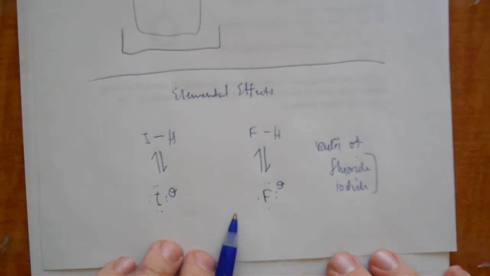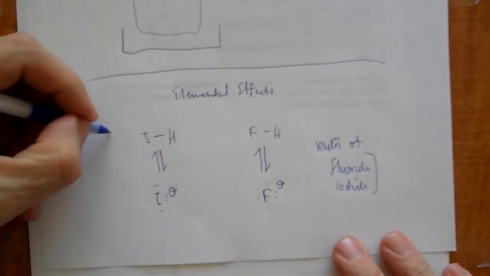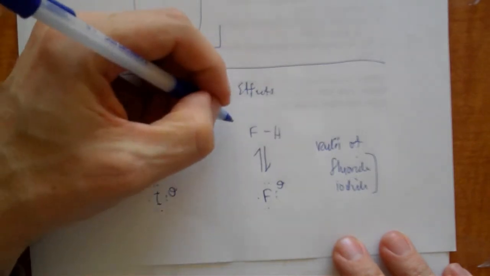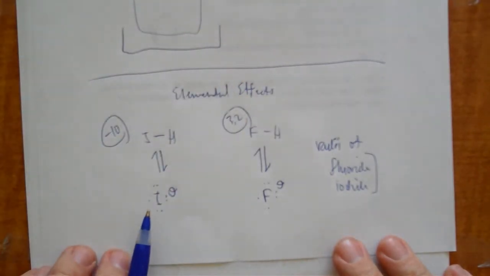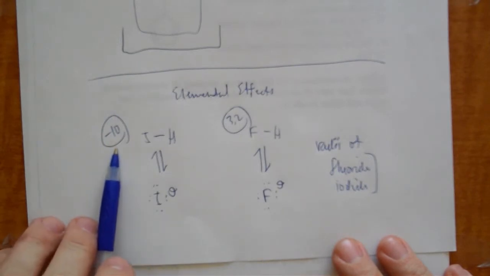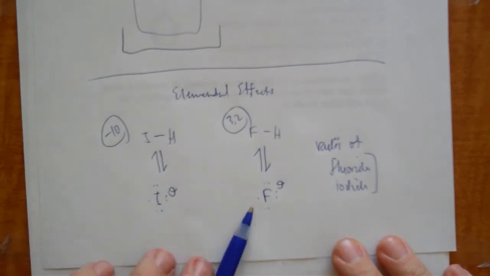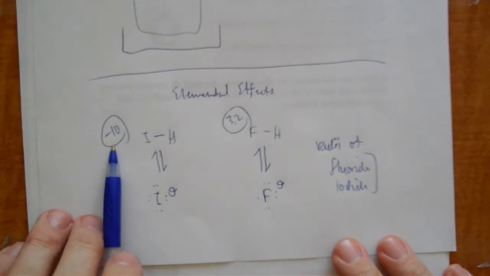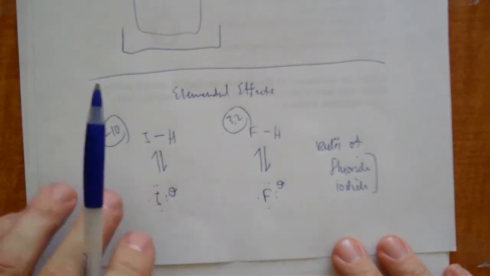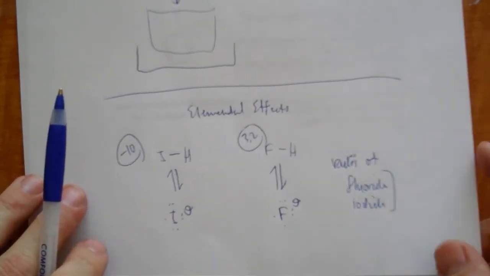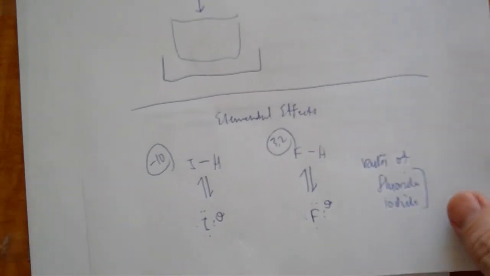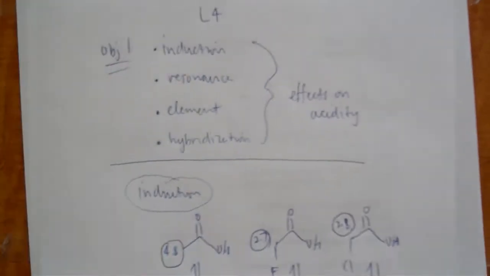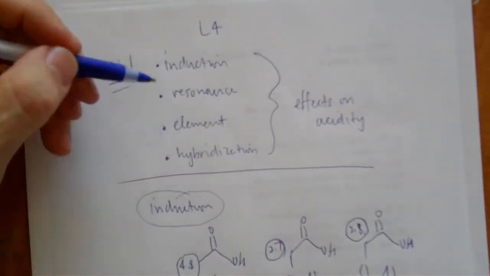But alright, so elemental effect says that the pKa of this is minus 10. And the pKa of this is something like 3.2, maybe 4.2. Wow. This is a billion times stronger of an acid than that. Because this pKa is minus 10, that's 3.2. Big difference. Billions, literally billions, because this is a p scale. It's a log scale. Okay, so we've looked at induction, resonance, and element effects.